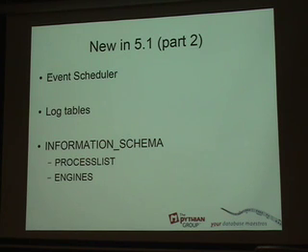So that's the event scheduler. There's also log tables, which means you can now log to a file or a table or both. You have a new parameter called log_output. So you set log_output equals file, or equals table, or equals file comma table, or table comma file. And there's a lot of new stuff in the information schema. These two are, I think, the most interesting, especially coming from a 5.0 perspective.